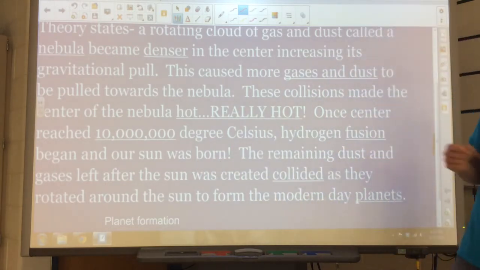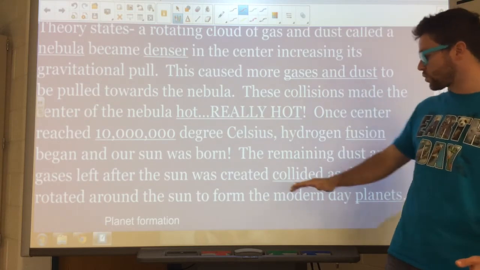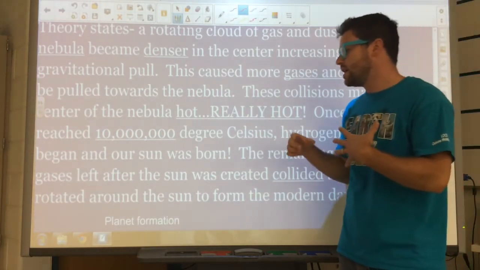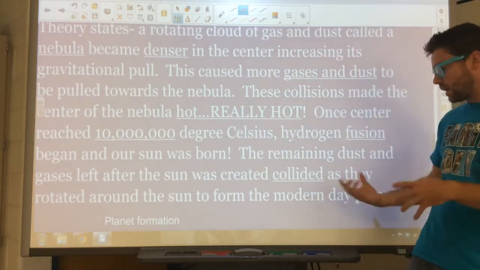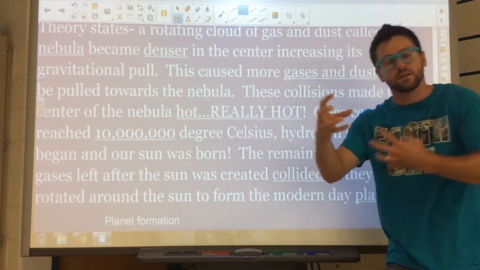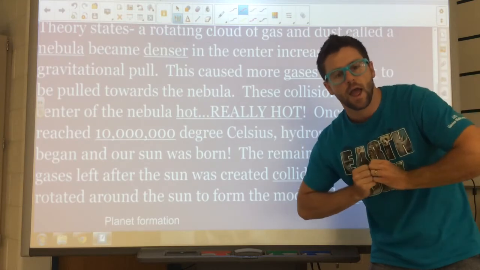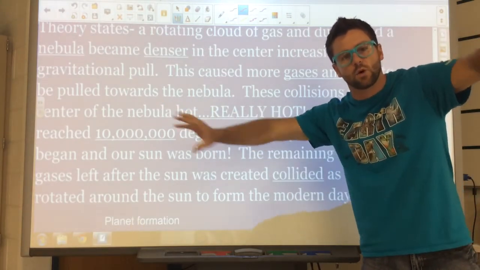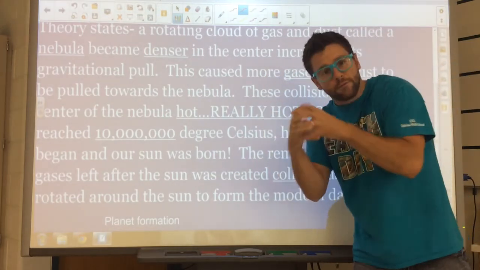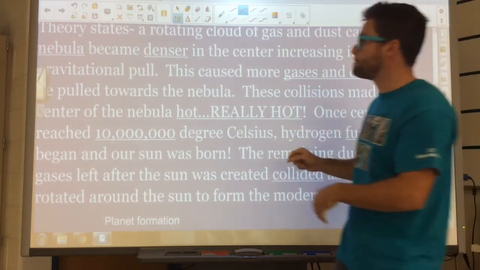Our sun was born. The remaining dust and gases left after the sun was created collided as they rotated around the sun to form the modern day planets. So when the sun was formed, right, light began to emit, and it pushed the particles, the dust and gas away, and those dust and gas started to spin and collide and smash into each other and formed the planets that we know of today. All right.